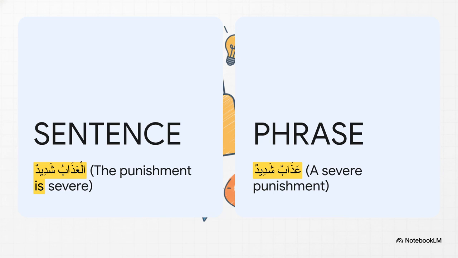So, take a look at this. On the left, we have al-adhabu shadidun, and on the right, adhabun shadidun. I mean, they look almost exactly the same, right? But that tiny little difference, that al at the beginning, completely flips the meaning. One is a complete sentence, and the other is just a simple description.